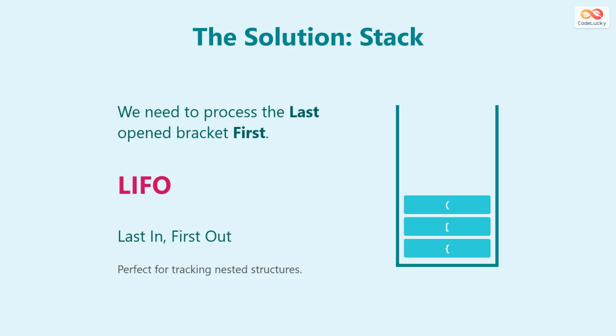Since the order matters, and specifically the most recent opener needs to be closed first, we need a last in, first out data structure. The stack is the perfect tool for this. It works exactly like a stack of plates. You put a plate on top, and you take the top plate off. This allows us to track the most recent unmatched bracket efficiently.